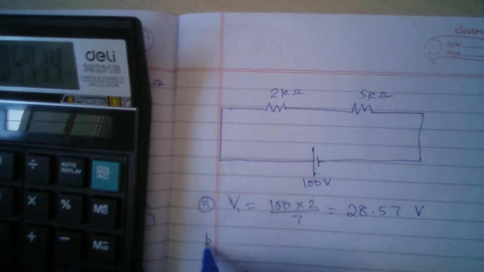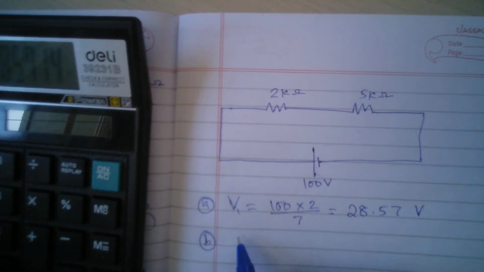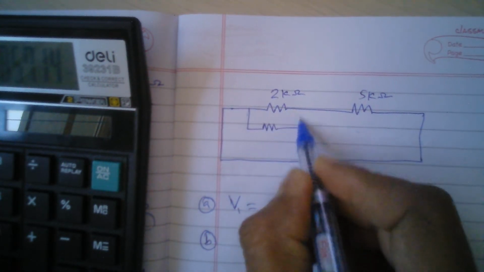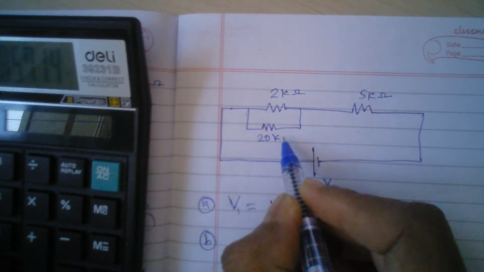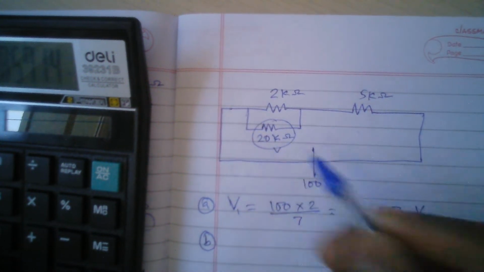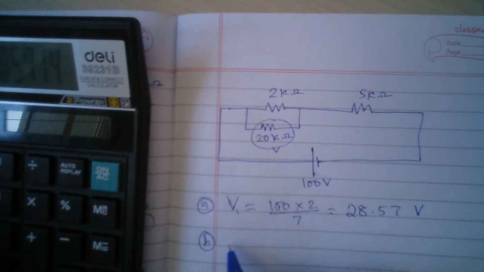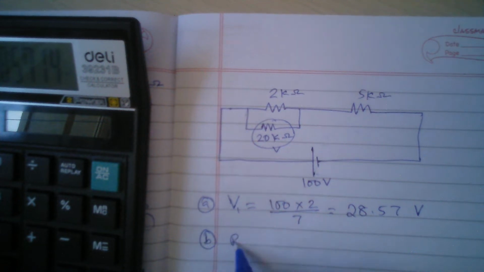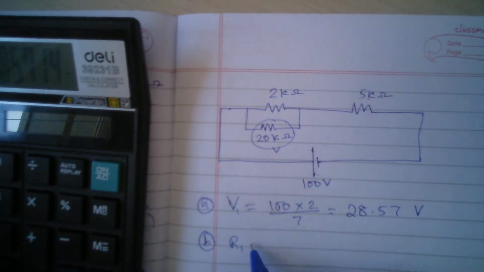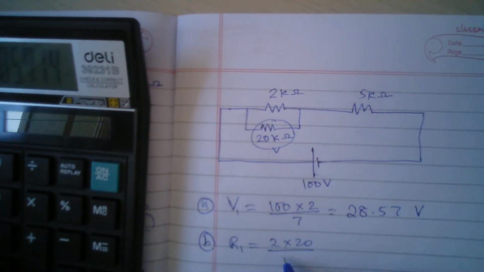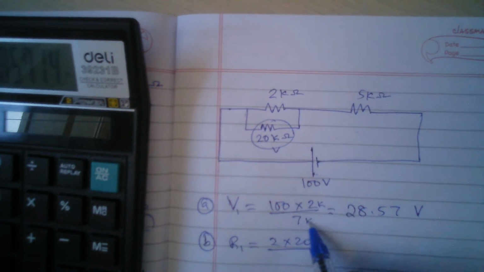Now in part B, we have connected a voltmeter. The voltmeter itself has an internal resistance of 20 kilo ohm, and this is my voltmeter. As a result, the net total resistance will change. So what is the resistance here? Let's call it R1, which is 2 into 20 divided by 22. By the way, this is all in kilo ohms, where kilo means 1000.